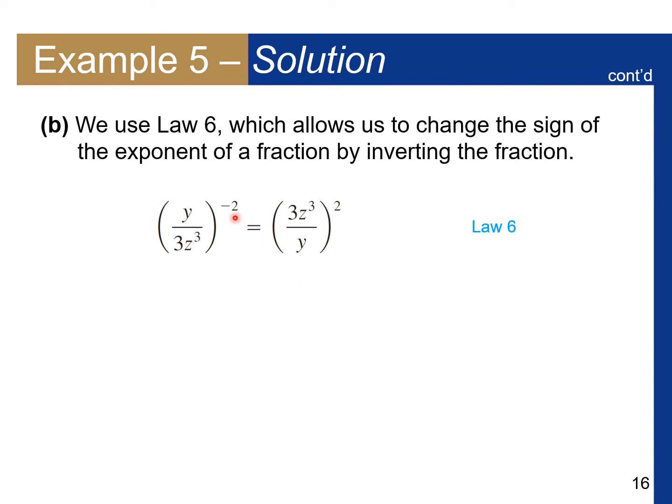Now this is a negative exponent here, so we're going to flip the inside over, and then we will bring the squared on the inside, making that 9z to the 6th y over y to the 2nd.